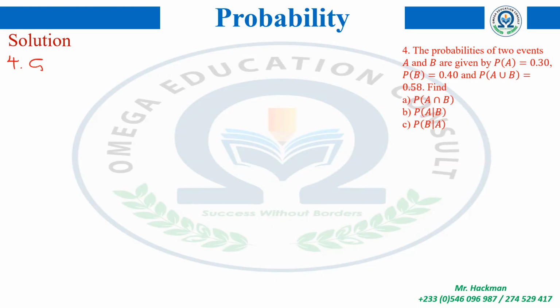So we have given: probability of event A is equal to 0.30, comma, probability of event B is equal to 0.40, and the probability of event A union B is equal to 0.58. So this is what we have.